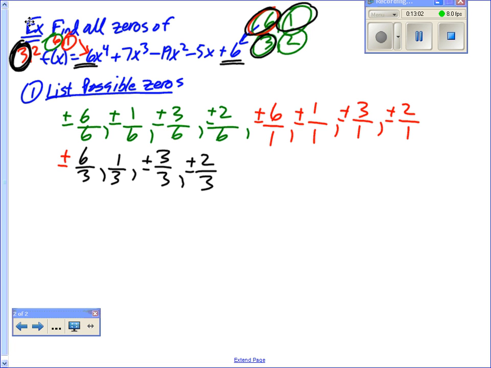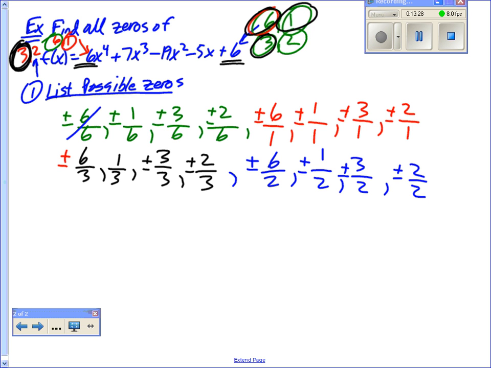Okay, finally, plus minus. Now I'm going to use my 2 on the bottom every time. So 6 over 2, 1 over 2, 3 over 2, and 2 over 2, okay? Now I want to avoid any repeats, right? You notice 6 over 6 is 1, right? Well, we already have a 1 listed right there, plus and minus 1. There's another 1 right there. There's another 1. Don't want to have any repeats.